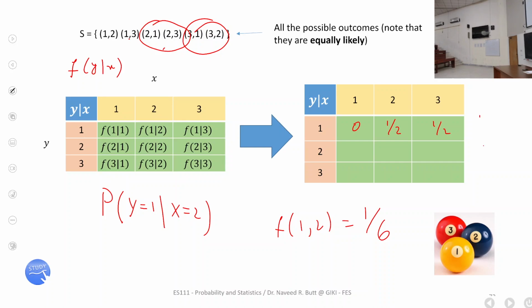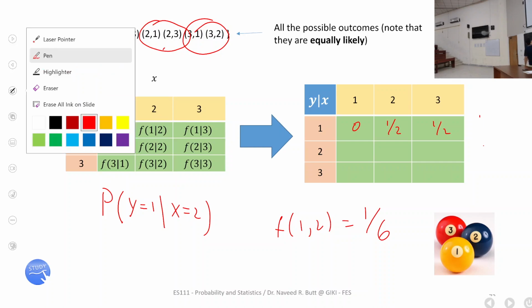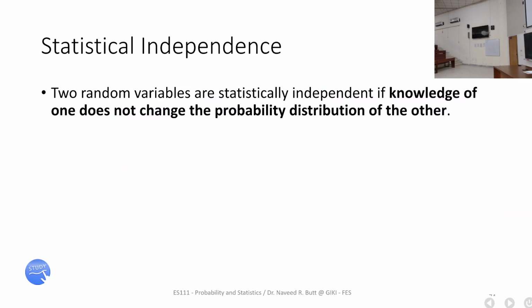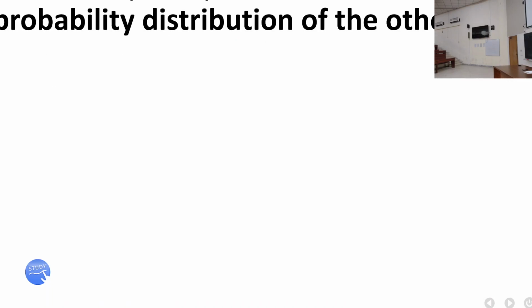So anyway, let's put on the pen here. This is done. And statistical independence, as we saw, the two random variables.